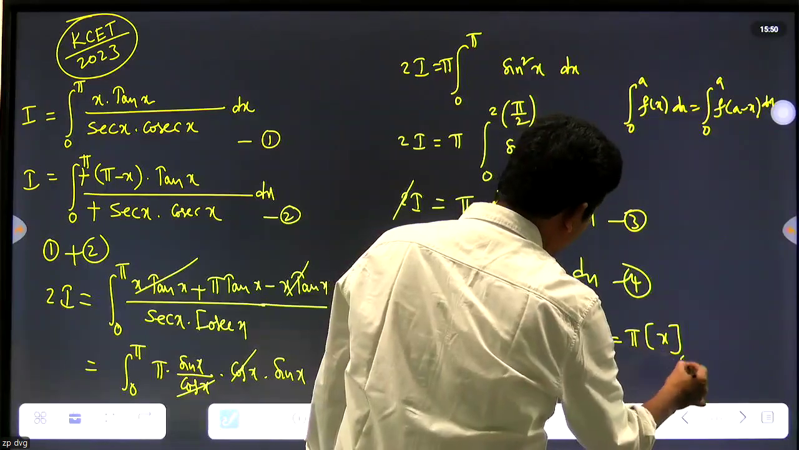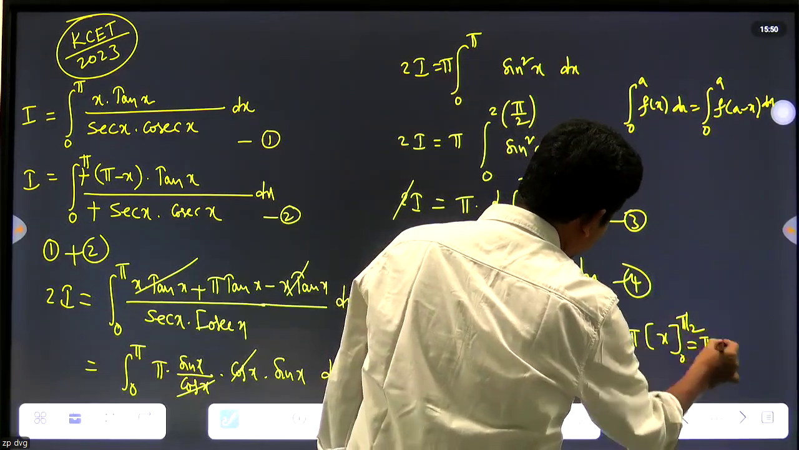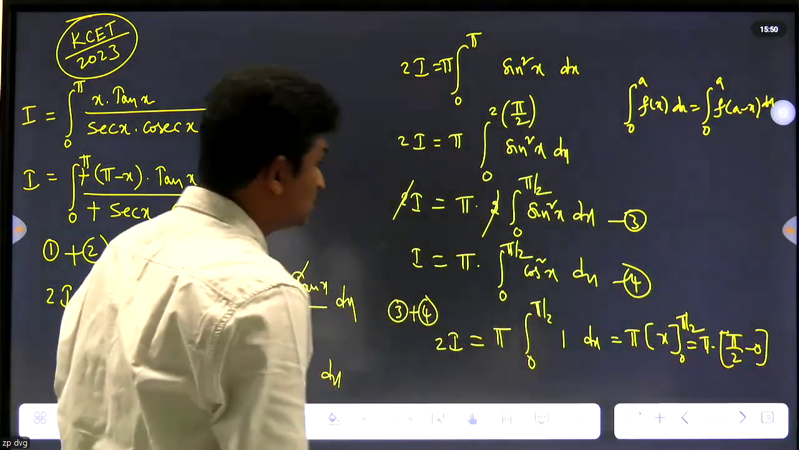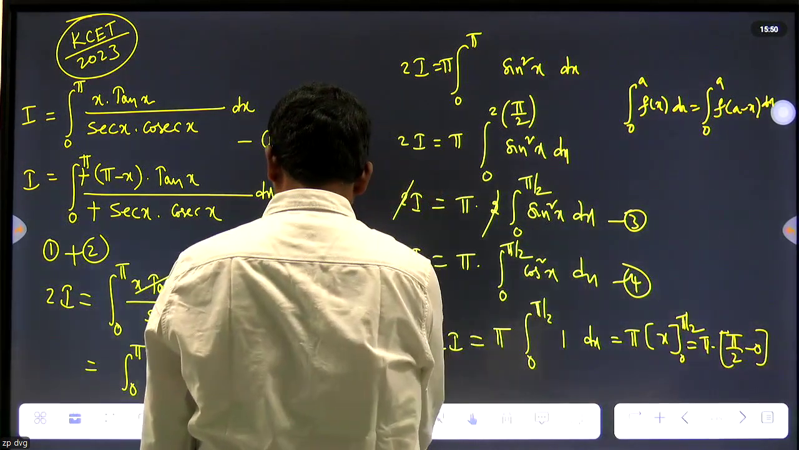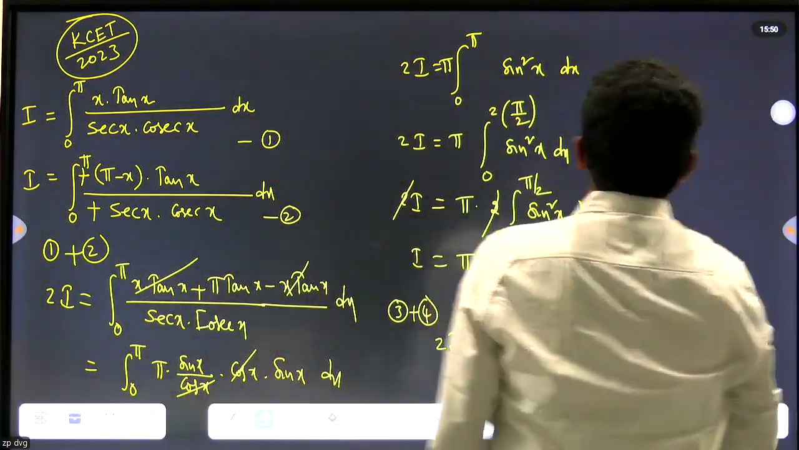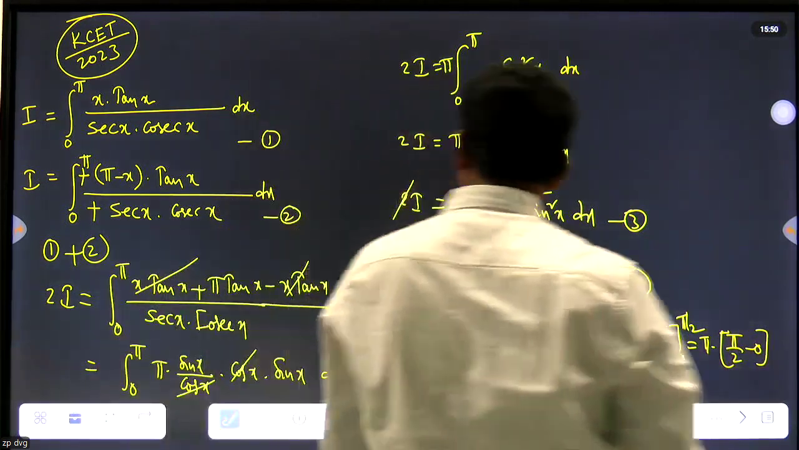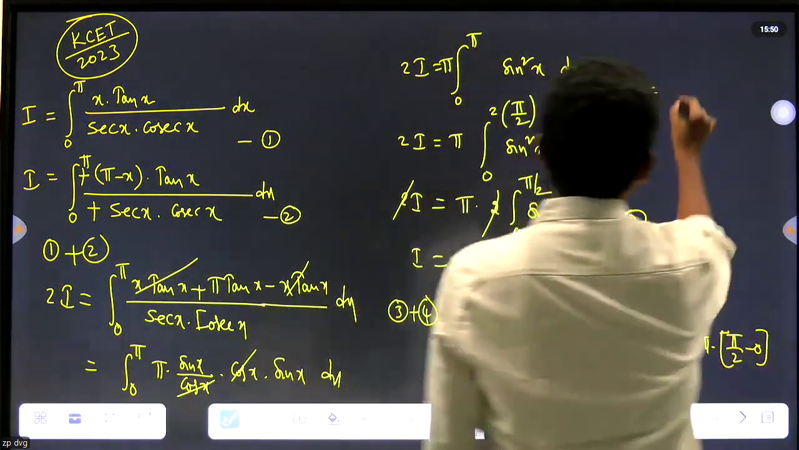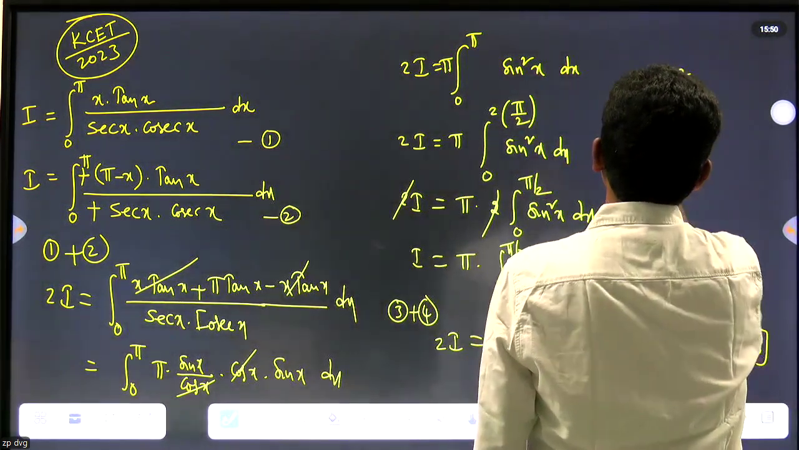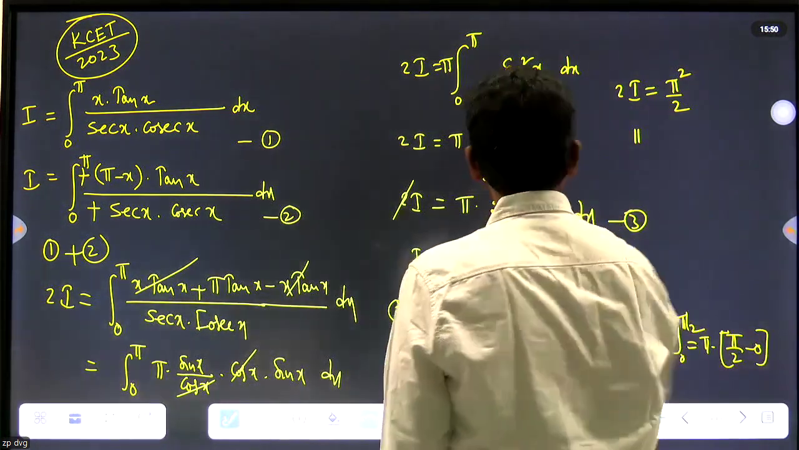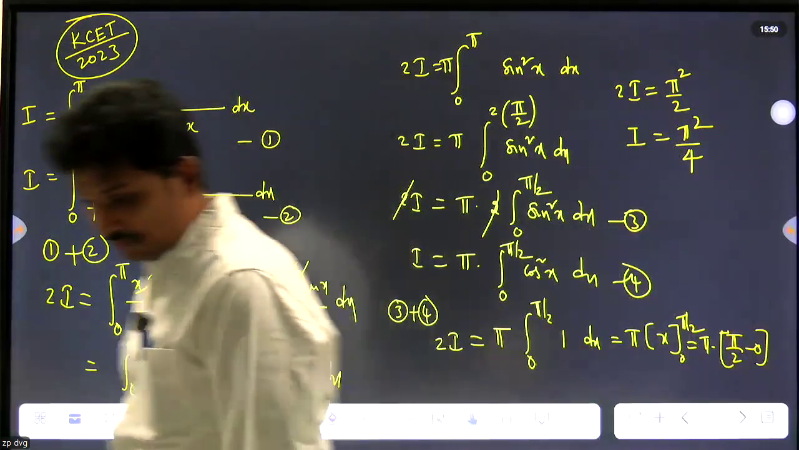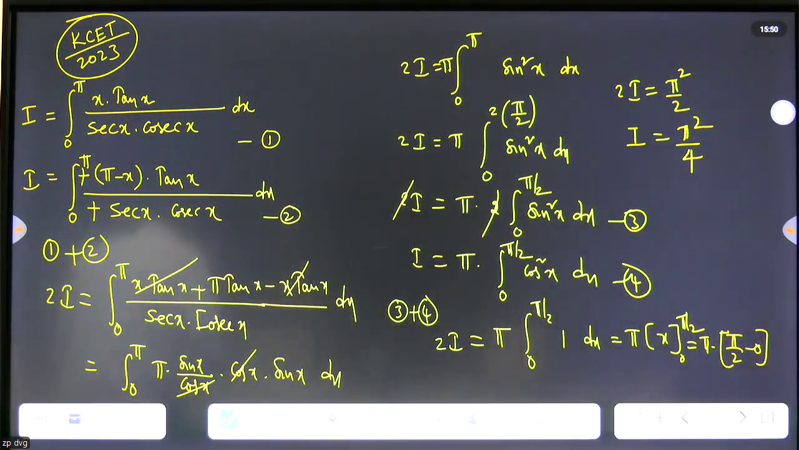So pi into integral of 1 dx is x. Limits are from where to where? 0 to pi by 2. That equal to pi into what you will get here? Pi by 2 minus 0. Right? So what is this 2I? Usually they won't give this much lengthy problems in KCET, but they gave in 2023, right? 2I equal to pi square by 2. So what is I? I is pi square divided by 4. So for this problem, answer is pi square divided by 4.